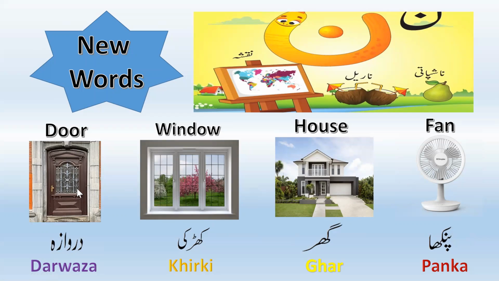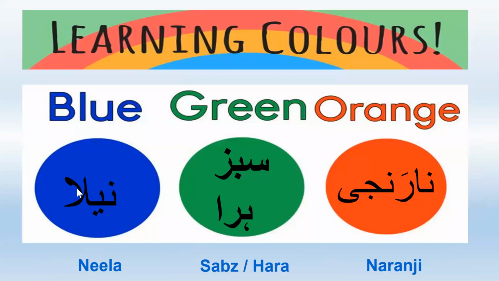So repeat them as well. Try to get the pronunciation correct as well, and learn these words by heart. Let's move on to the next slide. And we're going to be learning 3 colors as well. So inshallah, let's move towards the left, because Urdu is from right to left.